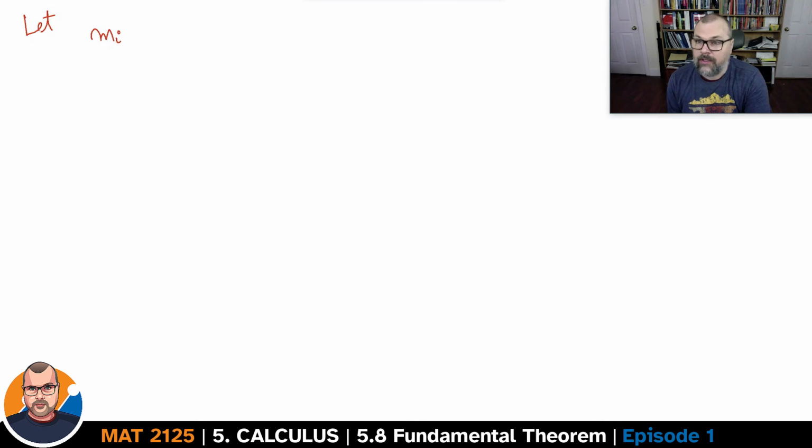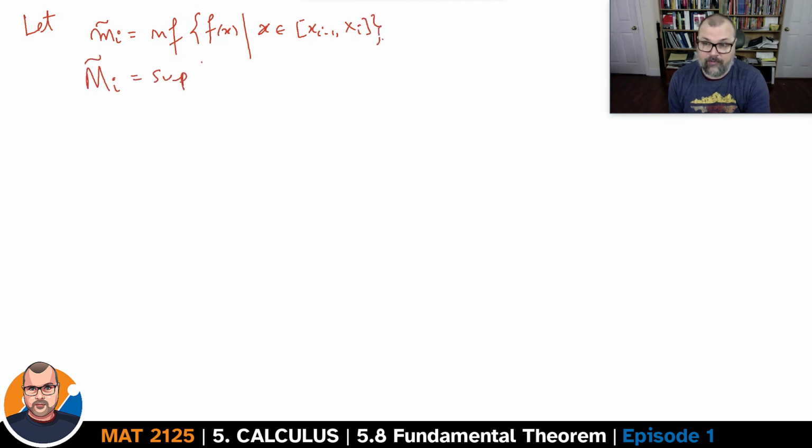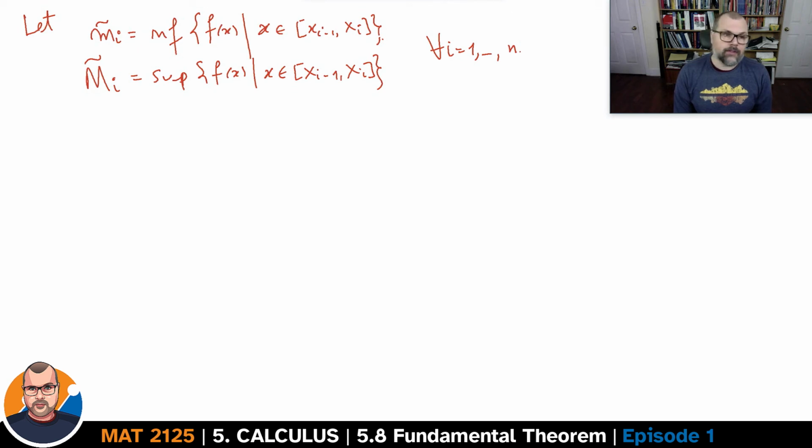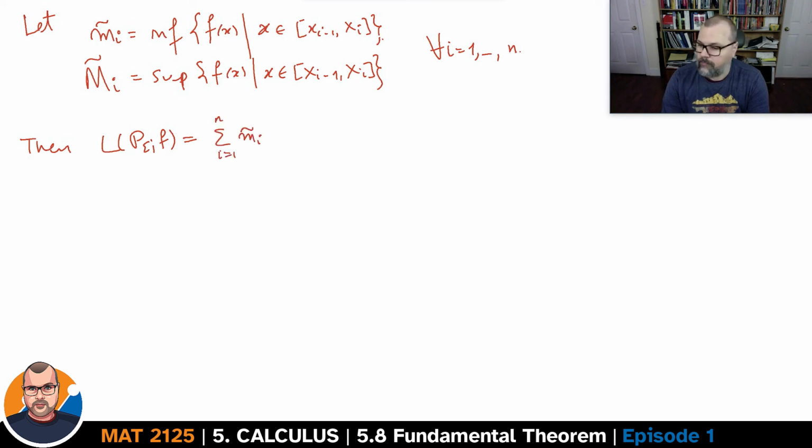Let m_i tilde be the infimum of the values f(x), assuming that x is in the interval [x_{i-1}, x_i]. Capital M_i tilde will be the supremum. True for every i. Well, we know that these exist because the function is Riemann integrable. Then the lower sum of the function corresponding to the partition P epsilon would be the sum of all of the infimums over each interval times the actual length of the interval.